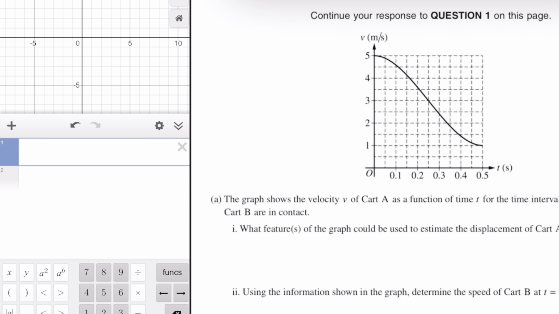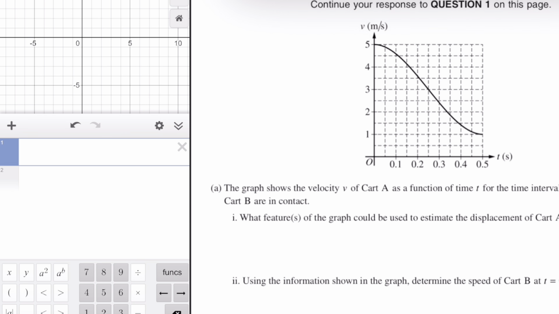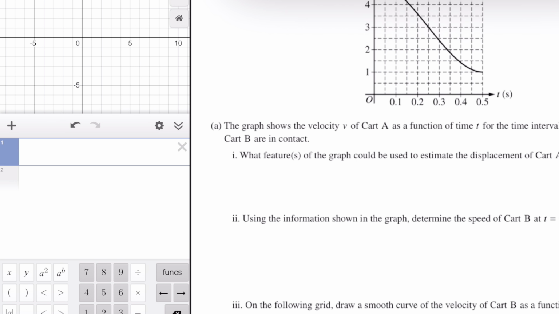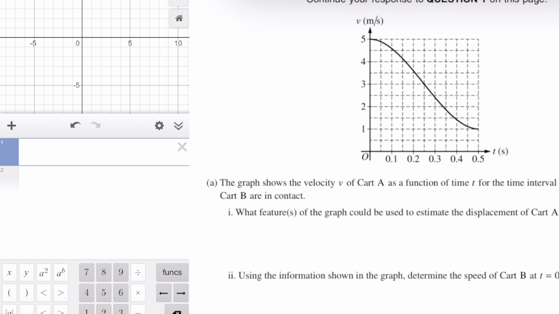So here's this graph. The graph shows the velocity of cart A as a function of time for the time interval when the foam and cart B are in contact. So this is time t equals 0 when the carts first make contact. So this is the time during the collision. What features of the graph could be used to estimate the displacement of cart A during the collision? We're just going to call back to our kinematics. So this is part A I.